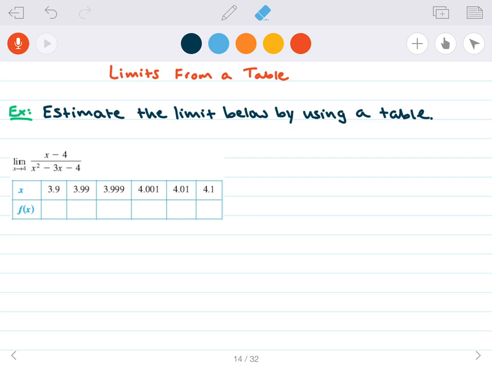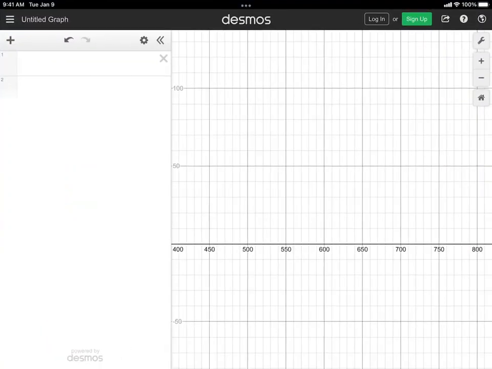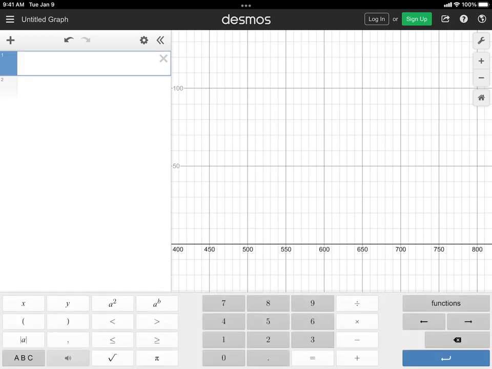Hey guys, in the last video we left off with this problem, and so what I'm going to show you now is how to use Desmos to plug in a function and find the limit of said function. Okay, so the first thing we're going to do is copy this function, or write it down if you will, into Desmos. And the way that we're going to put this function in is we're going to press the plus sign at the top left, and then click on table.